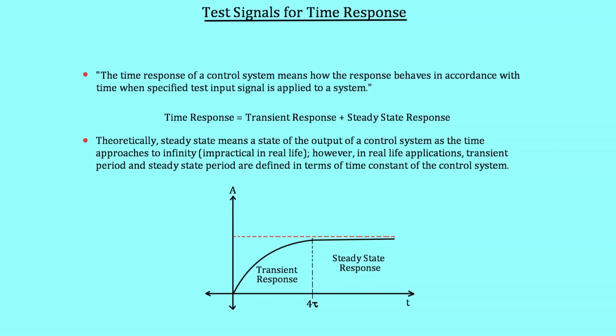Theoretically, steady state means a state of the output of a control system as the time approaches infinity. But obviously, it is not possible. How long can you wait for the steady state to be achieved? No one is immortal. That's why the transient response is defined in terms of time constant. Generally, the time taken is equal to 4 times the time constant, and the response up to 4 times the time constant is considered the transient response, and after that the response is referred to as steady state response.